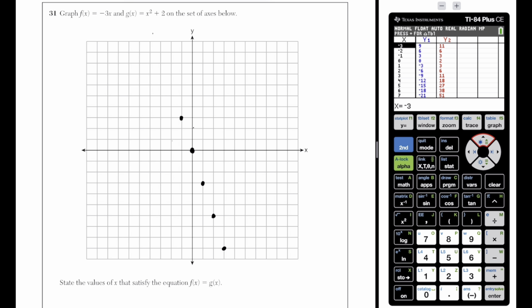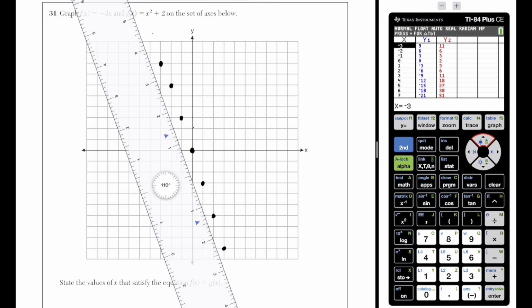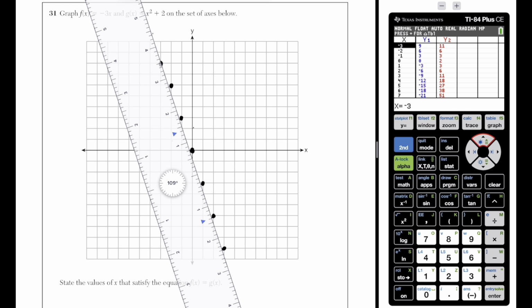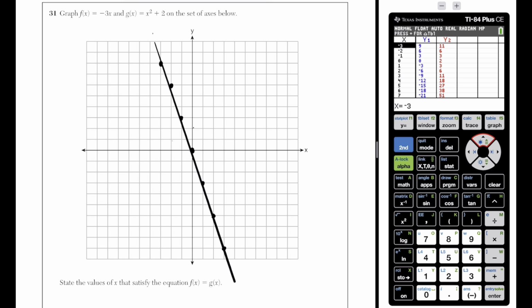And then negative 1, positive 3. Negative 2, 6. And I'm just following. So the linear one is pretty easy, right? Pretty easy to draw a line. You can use a straight edge to go through the points, which I should have done. So let's use my ruler here. Okay, awesome.